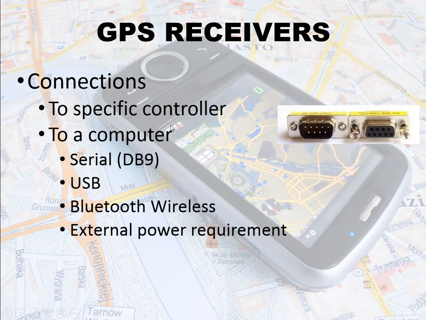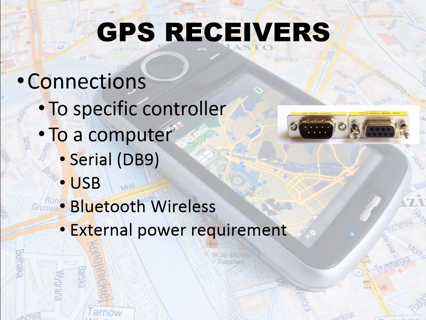Now, I said earlier, we can also connect an Ag Leader GPS or a John Deere StarFire receiver to a computer. There are numerous ways that can be done. Typically, we're going to go through that serial connection, that DB9 that I talked about. It's a fairly common connection that you would see on older computers.